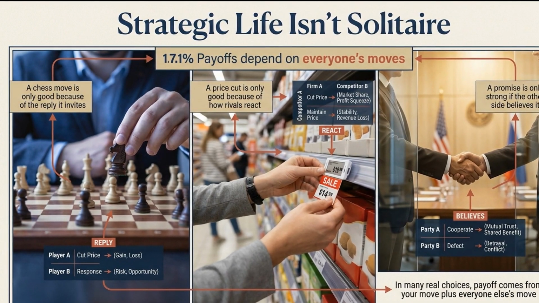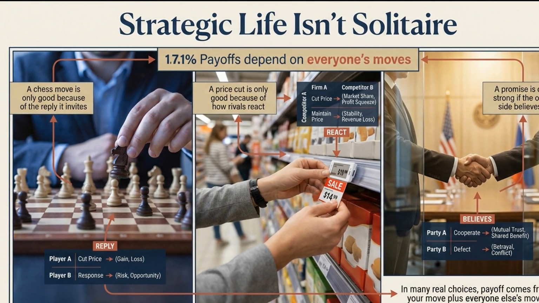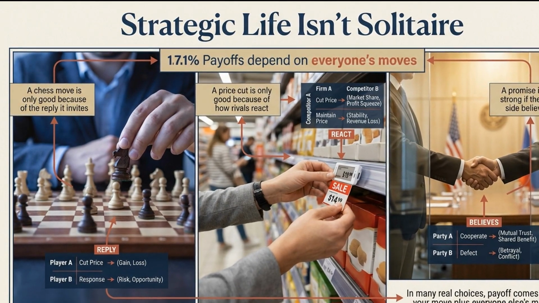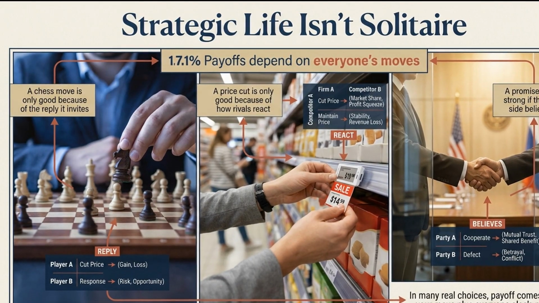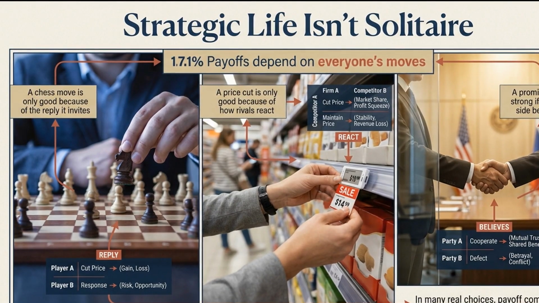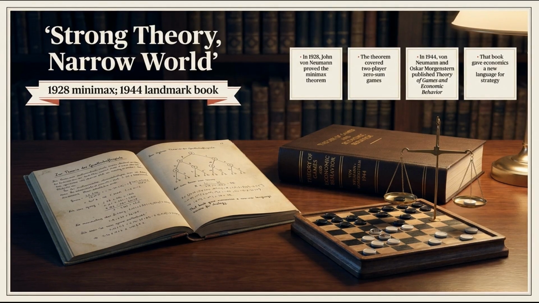Strategic life is not solitaire. That is the puzzle. A chess move is only good because of the reply it invites. A price cut is only good because of how rivals react. A promise is only strong if the other side believes you will keep it. In many real choices, the payoff does not come from your move alone. It comes from your move plus everyone else's move.